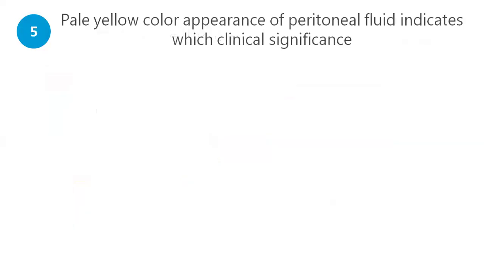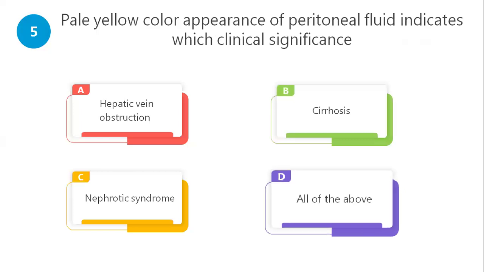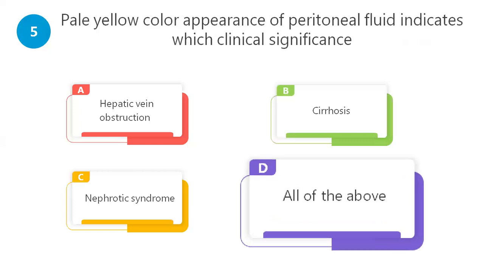Next question, pale yellow color appearance of peritoneal fluid indicates which clinical significance? So pale yellow color peritoneal fluid indicates which clinical condition? Option A, hepatic vein obstruction. Option B, cirrhosis. Option C, nephrotic syndrome. Option D, all of the above. So the right answer is option D, all of the above.